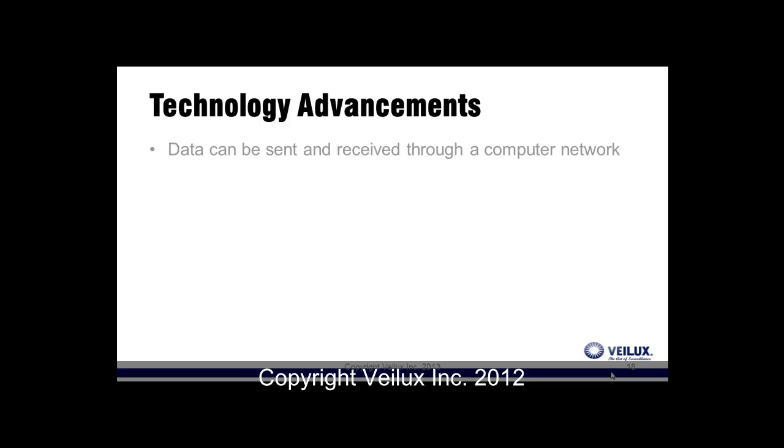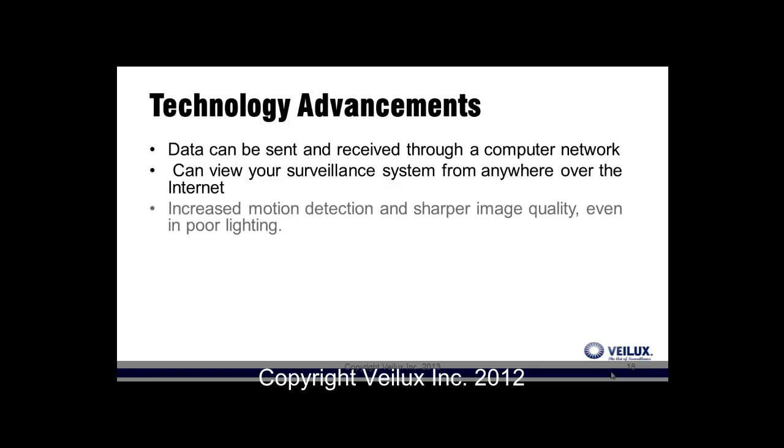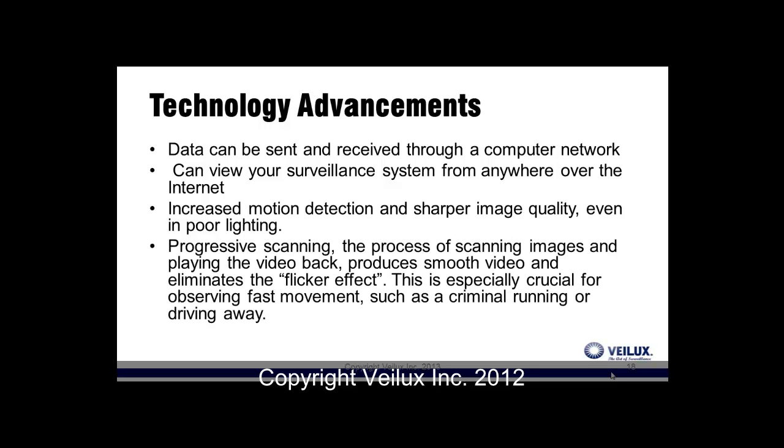Technology advancements. Data can be sent and received through a computer network. You can view your surveillance system anywhere over the internet. Increased motion detection and a sharper image quality even in poor lighting. Progressive scanning. This process of scanning images and playing back video produces a much smoother picture and eliminates the flicker effect. This is especially crucial for observing fast movement such as criminals running or driving away.